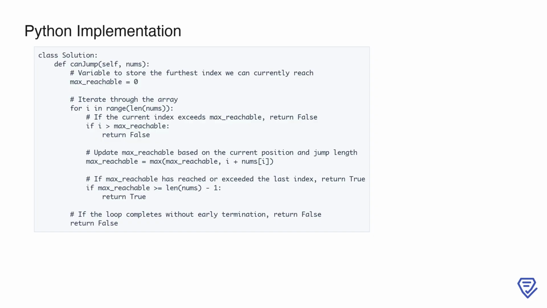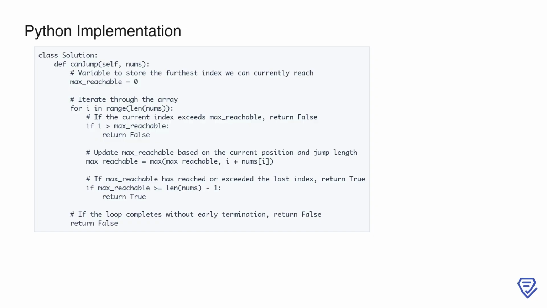The provided Python implementation solves the jump game problem, number 55, from LeetCode using a greedy approach. Let's break it down step by step. 1. Variable initialization. The max_reachable variable is initialized to 0. It keeps track of the furthest index that can be reached from the current position. 2. Iterating through the array. The function uses a for loop to iterate through each index i of the input list nums. This loop checks whether the current index is reachable and updates max_reachable based on the jump length at each position.